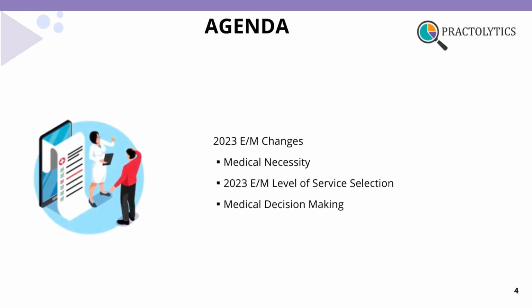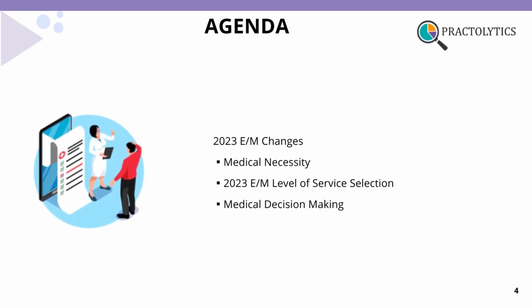So, for the year 2023, medical necessity takes the driving seat, and when it comes to code selection, the medical decision making becomes the most important part of it. The primary objective of the 2023 evaluation and management revisions is to provide consistency with the revisions that were made in the year 2021 to the office and outpatient services. So for 2023, revisions have been made to the rest of the E&M code categories except for critical care services. This major change is to ensure that all the E&M code categories align to the same concept of selecting a code based on medical decision making.